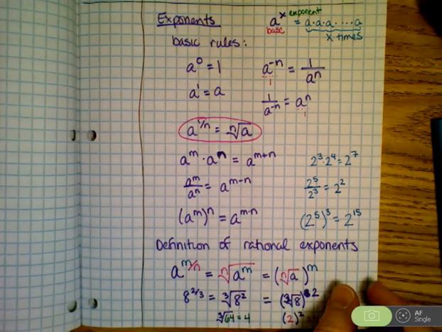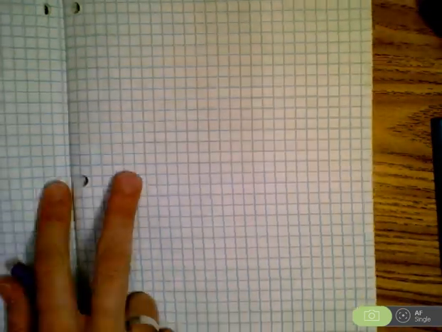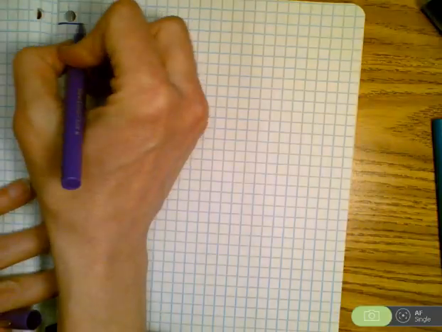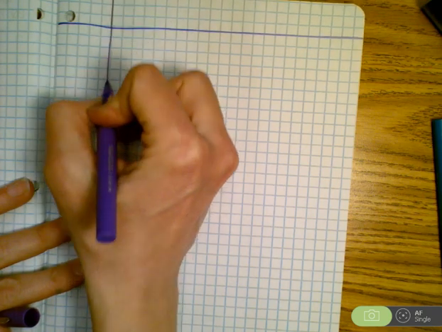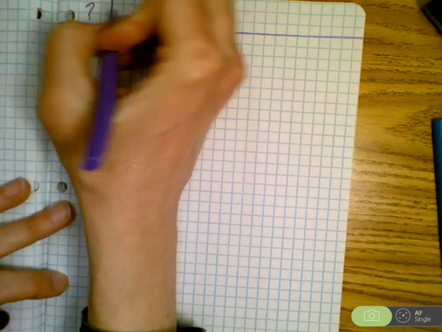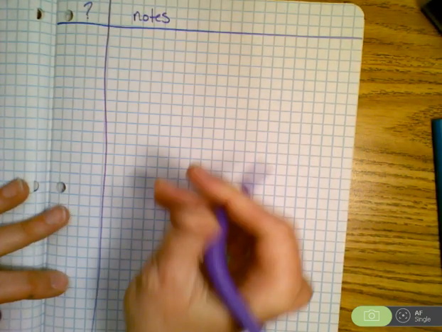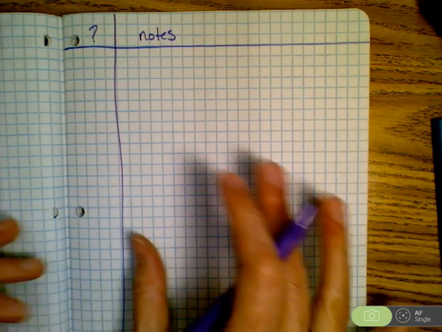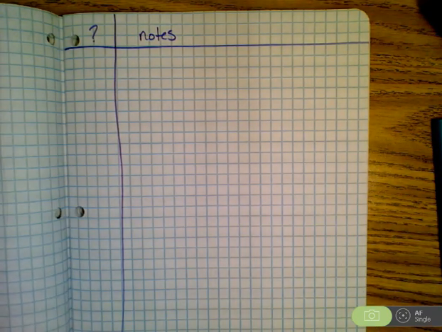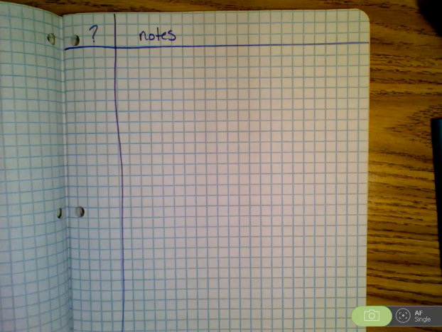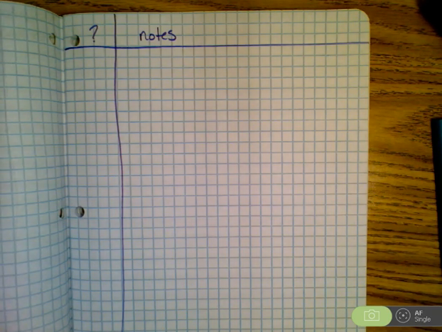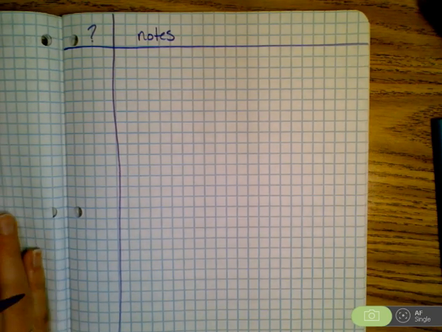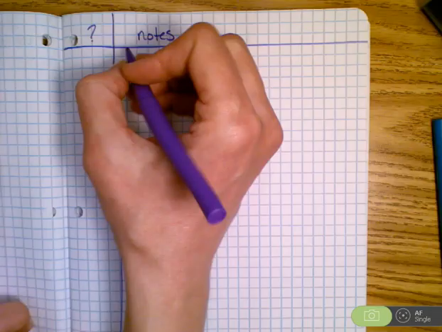So let's look at some of those examples. I can't find a blue flare pen today, so that's why we're going with the non-blue one instead. Can you tell it's purple? Okay, so where were we?